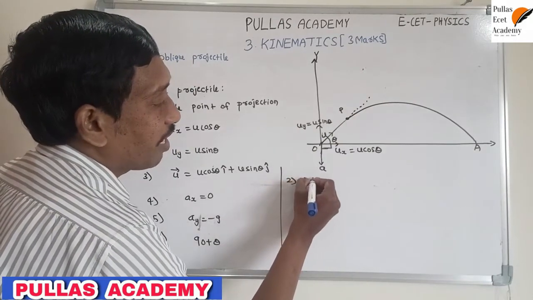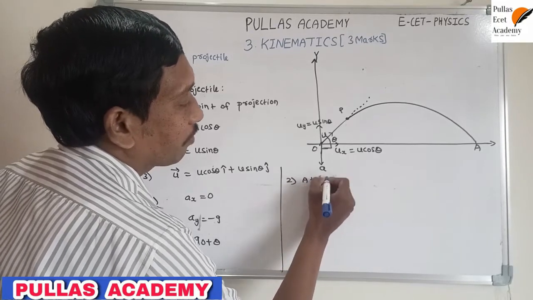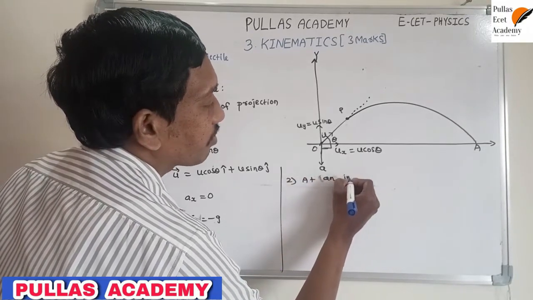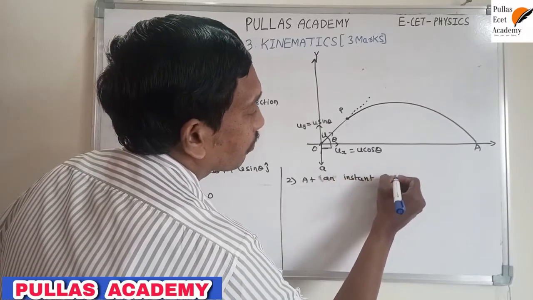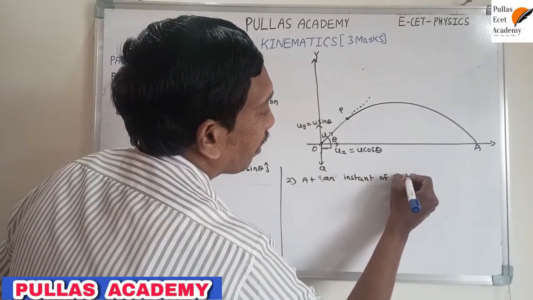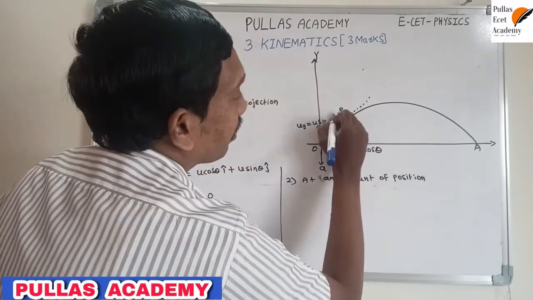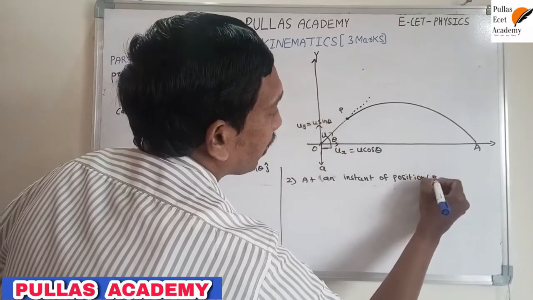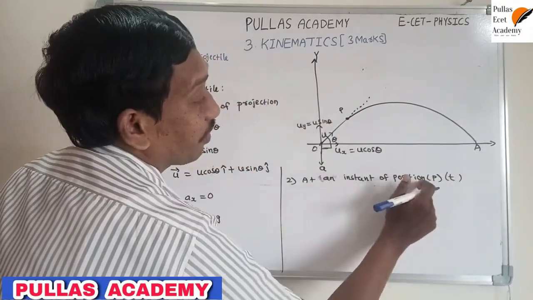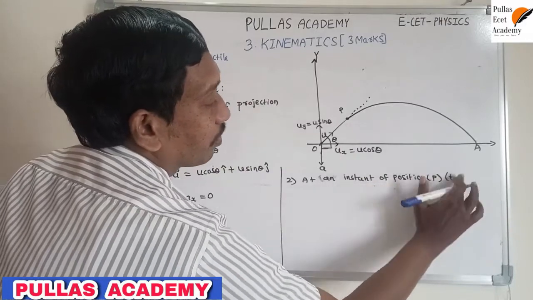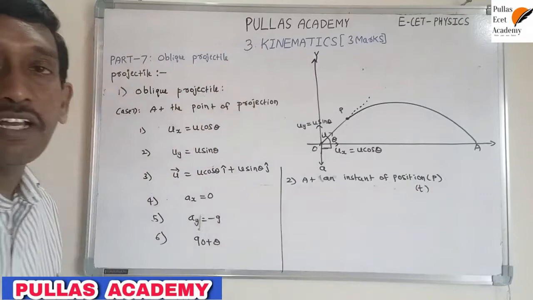It is called at an instant of position, or at an instant of time. So I consider the instant of position P. It takes time t seconds. At an instant of time t, or at an instant of position P, we will discuss the expressions.